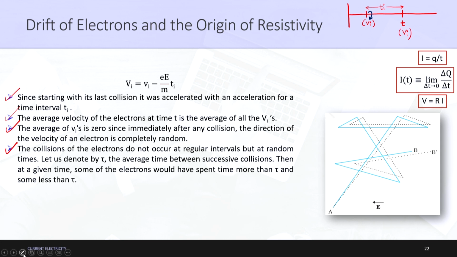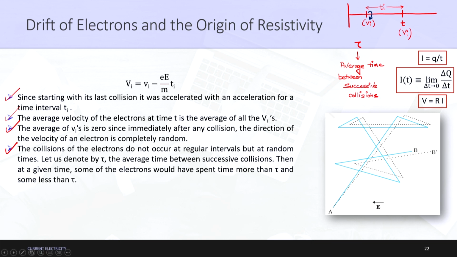Then the next concept is a new concept called tau. What is this tau? This tau is nothing but the average time between successive collisions. So let me write it first here and then I will try to explain. So, average time between successive collisions.